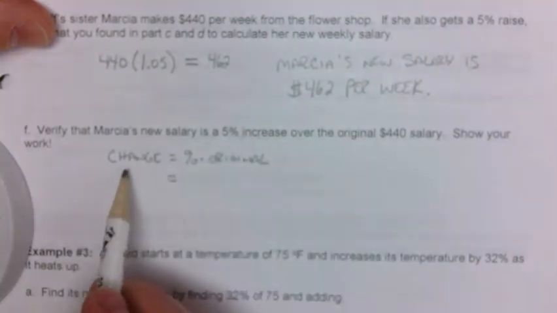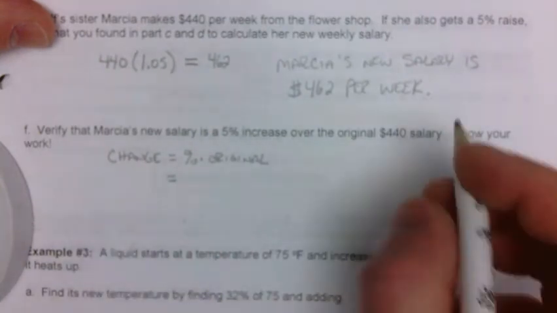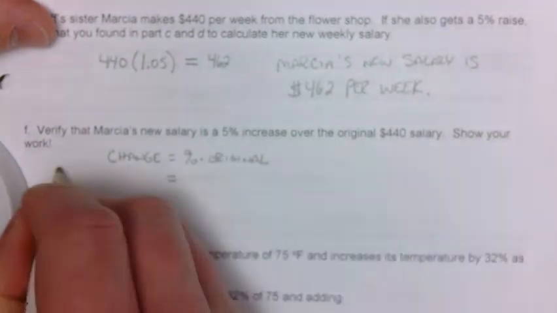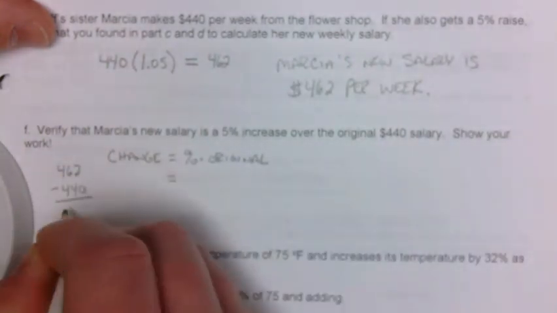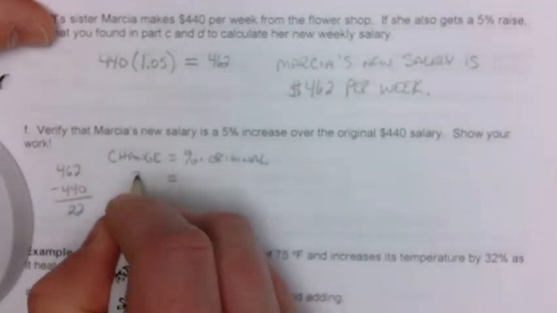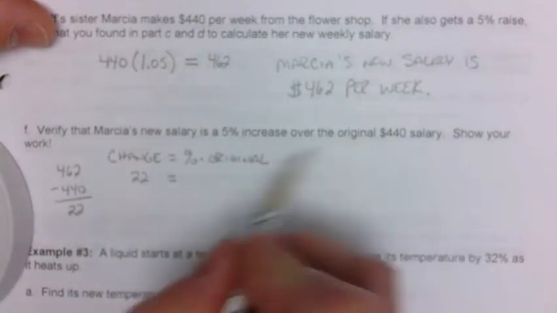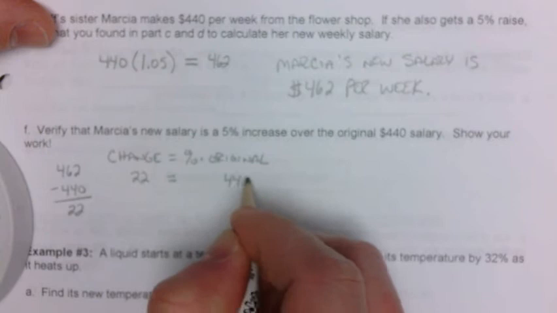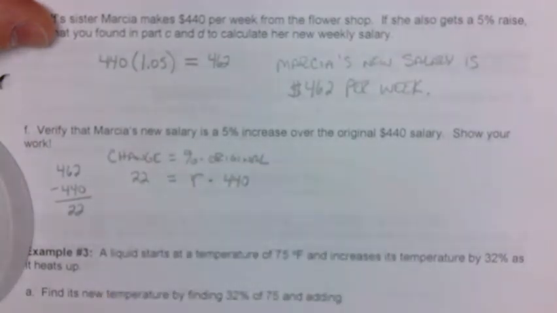Okay, how much did Marcia's salary change? Well, that's easy to figure out. All you have to do is 462 minus 440, and we can see that her salary changed by $22. We also know that the original salary for Marcia was $440. Let's see what R, the rate, is going to be.